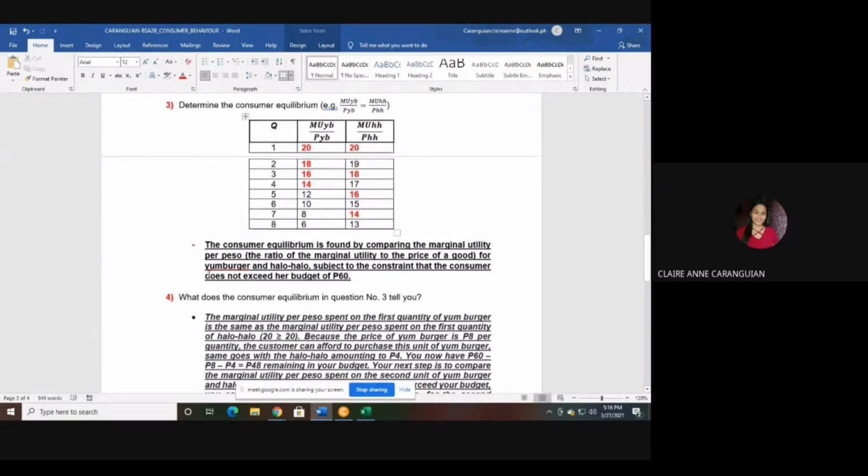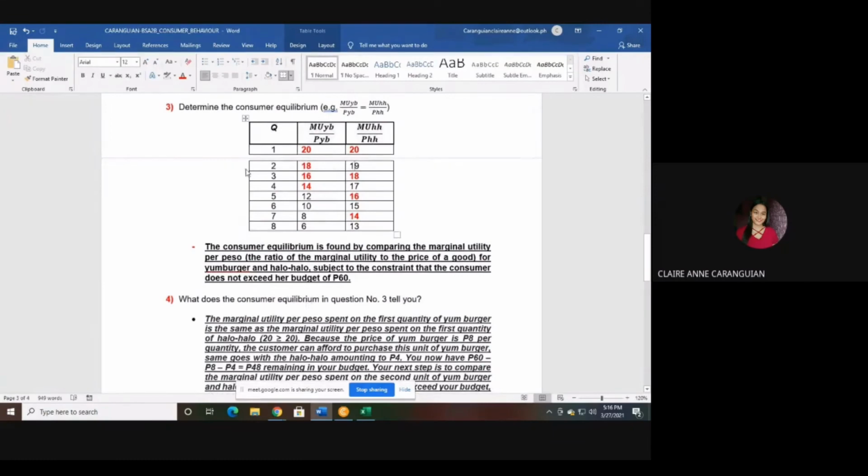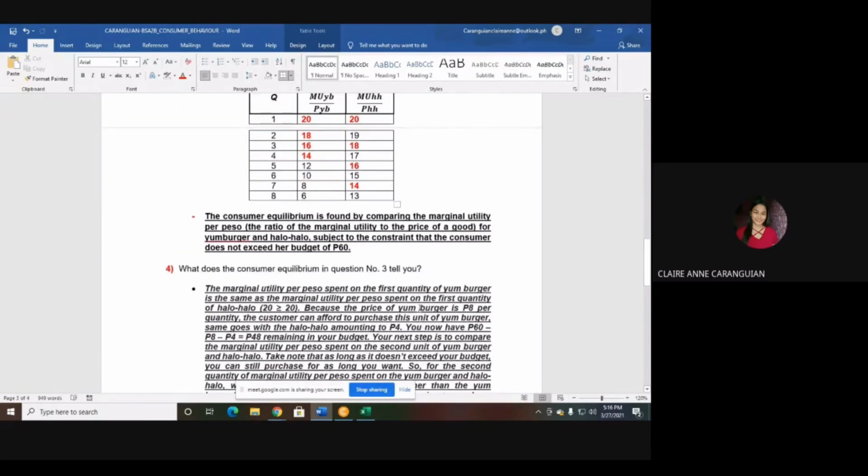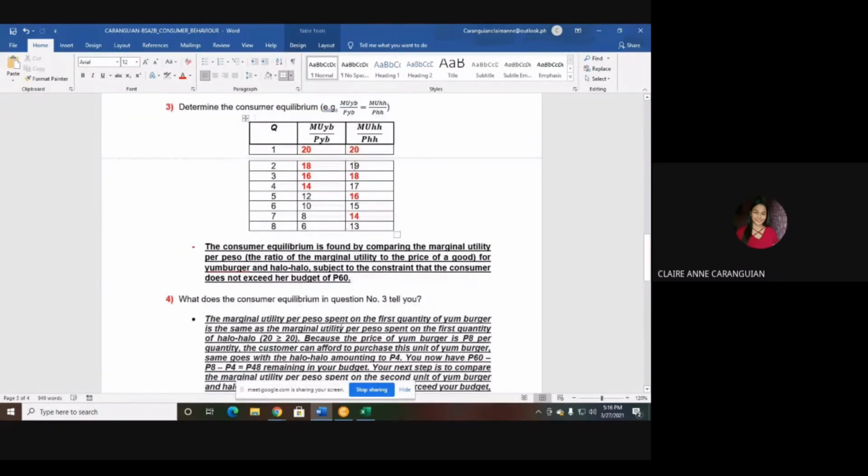Next is that, so yan na. Take note of this graph. We will use this for requirement number 4, which is: what does the consumer equilibrium in question 3 tell you? So yun na yung sinasabi ko na marginal utility per peso spent on the first quantity of Yum Burger is the same as the marginal utility per peso spent on the first quantity of halo-halo. So, same satisfaction, kasi parehas lang ng marginal utility.